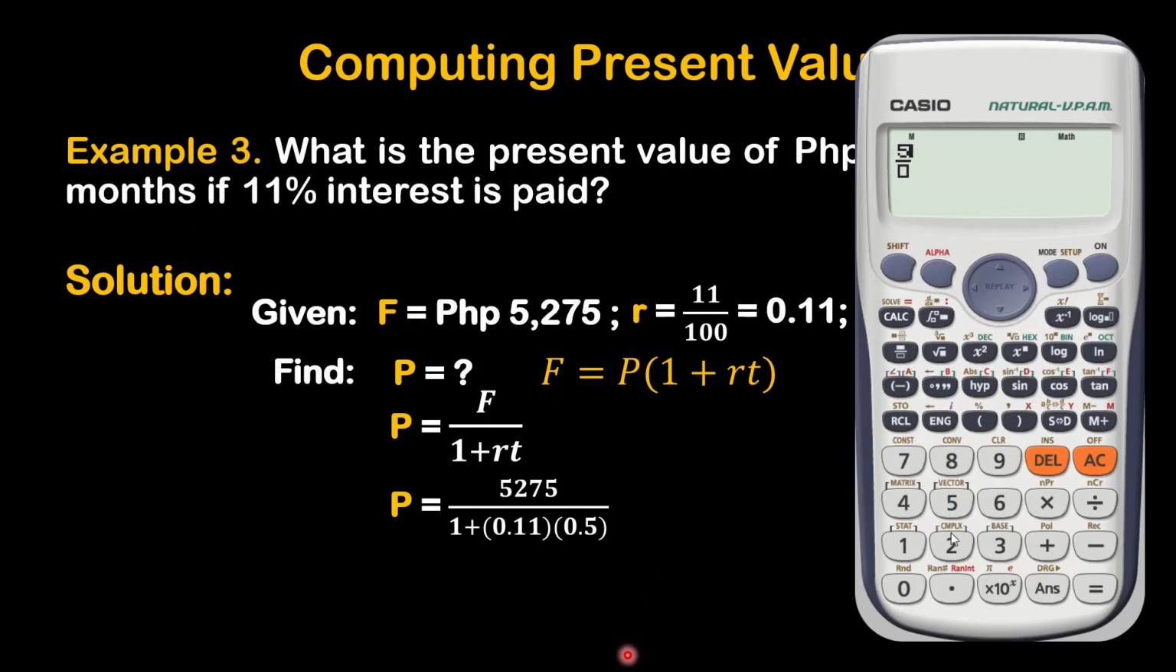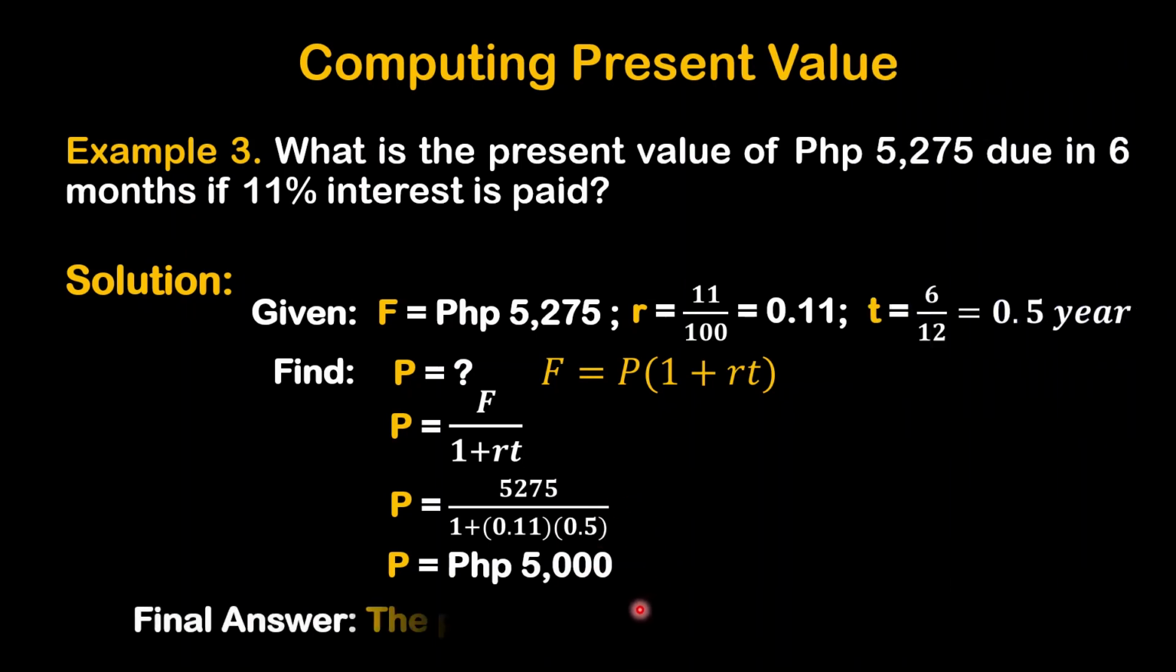Okay? So we have 5,275 over 1 plus 0.11 times 0.5. Click equal. Let's see what's our answer. So that is equal to 5,000 pesos. So that means our present value there is 5,000 pesos. Now for our conclusion, the present value is 5,000 pesos. So that's our final answer for this one.